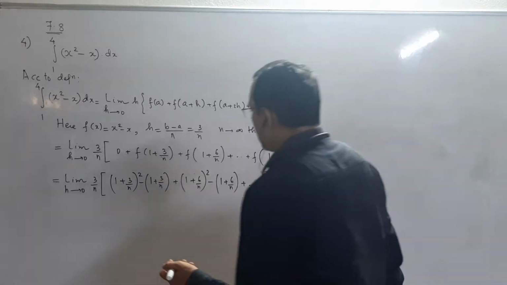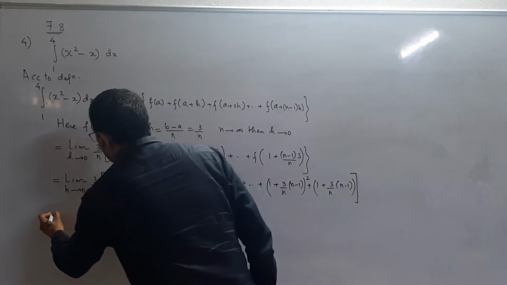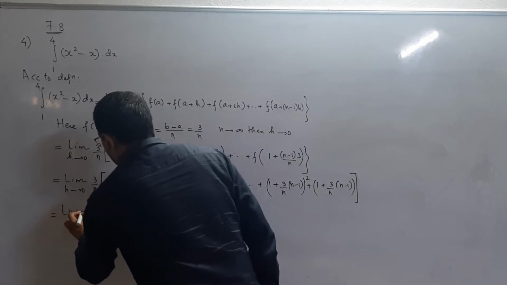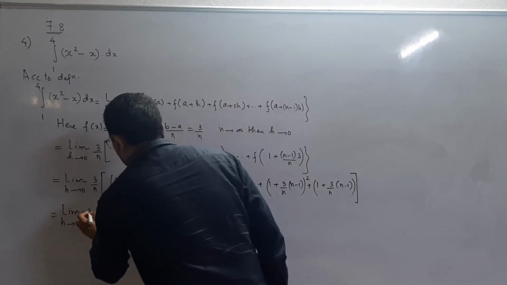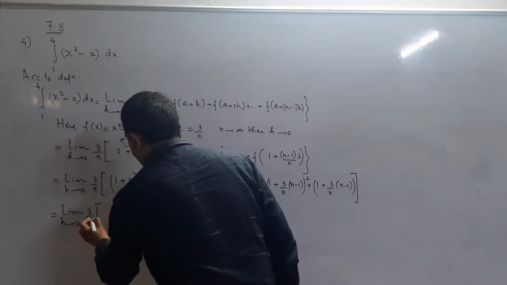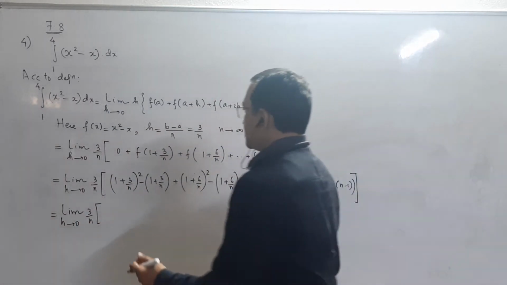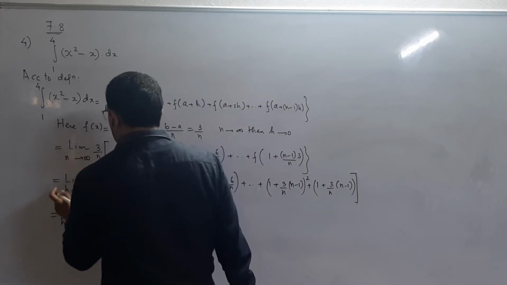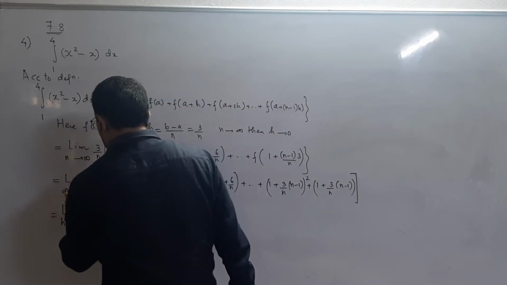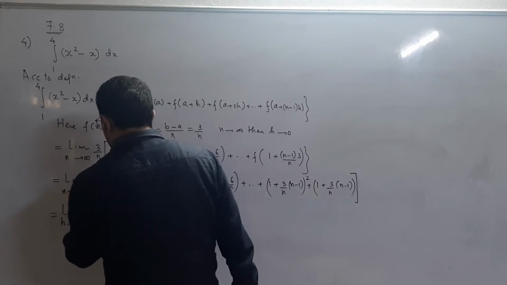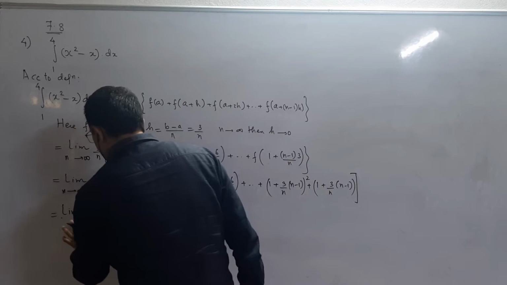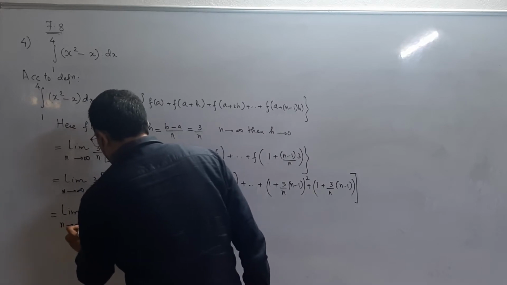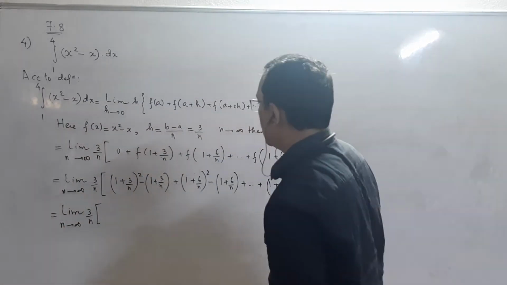Now students, I go for simple expansion, so limit h tends to 0, 3 by n, or let me change the limit here only directly. Let us write n tends to infinity. Both limits are correct students, do not worry. n tends to infinity because we are converting the whole sum in terms of n.